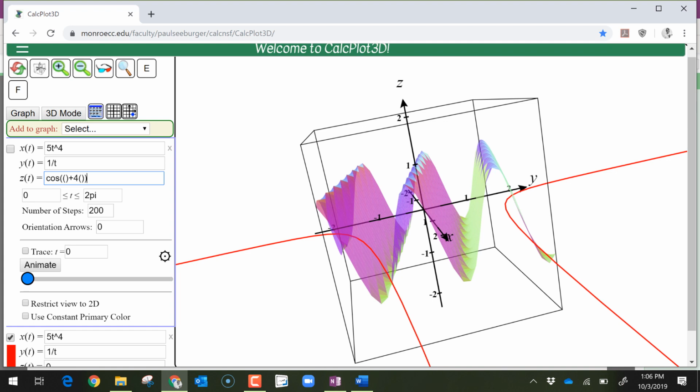So if this is your function, cosine of x plus 4y, right? And then I take my x values from the space curve, or from the two-dimensional curve, and I put the x value in for the x value, and then I put the y value in for the y value, then I should be able to see a curve that has the same x and y value as a curve that's on the xy plane, except now the height's going to change.